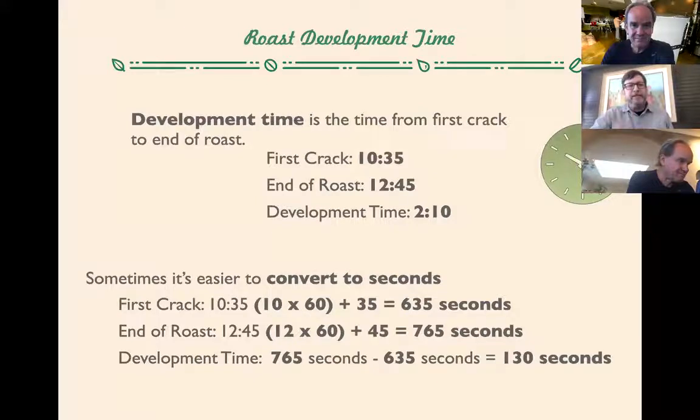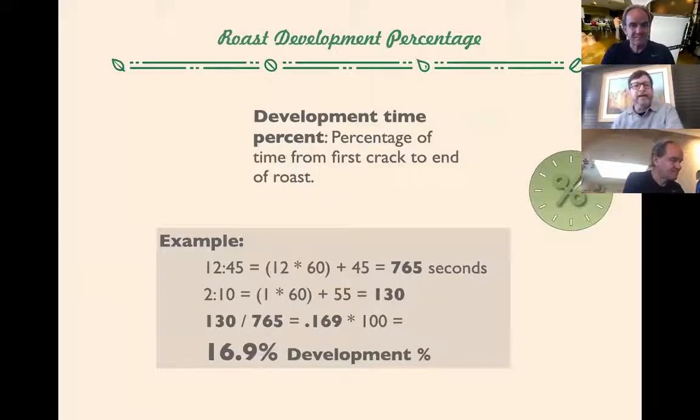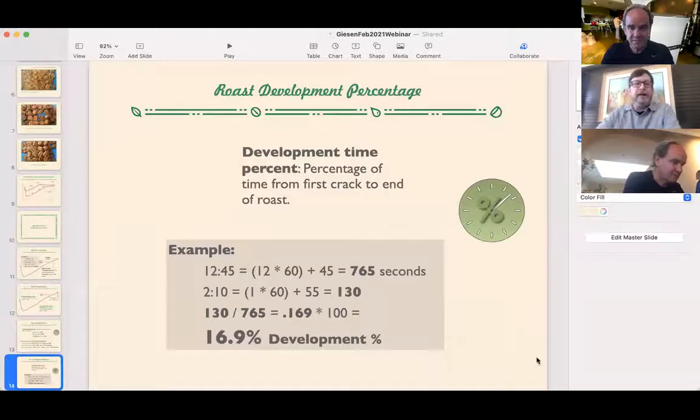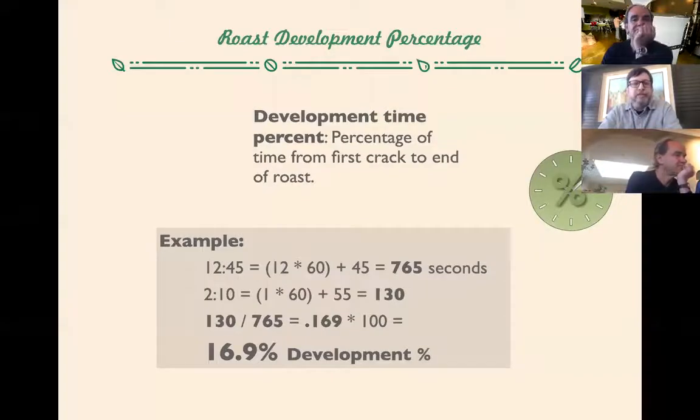And then to create that into a development time percentage, it's simply dividing, you can go to the next slide, Willem. It's simply dividing that period of time in development by the total roast time, multiplying that by 100. And in this example, we see that this coffee had about a 17% development percentage.